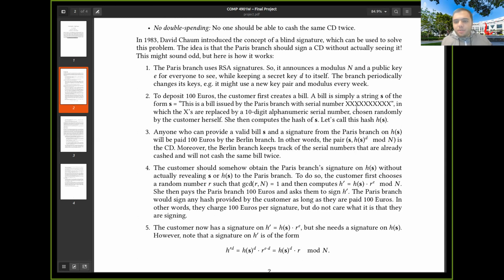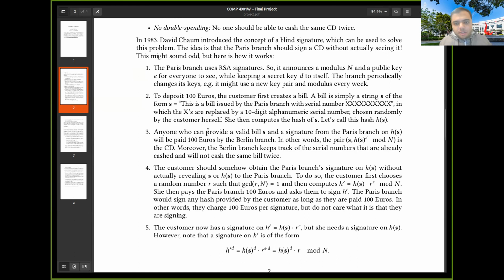But yeah, we're going to assume that the serial numbers are unique because, again, we're just going to use a really long serial number and it's chosen randomly. So if you make it long enough, then the probability that you have the same serial number as someone else tends to 0.